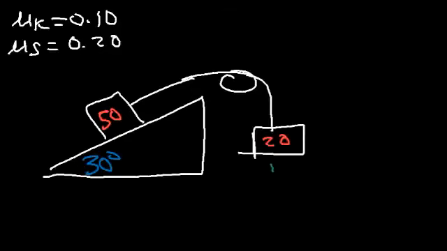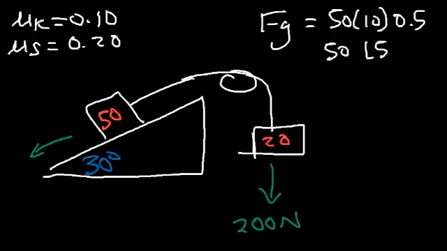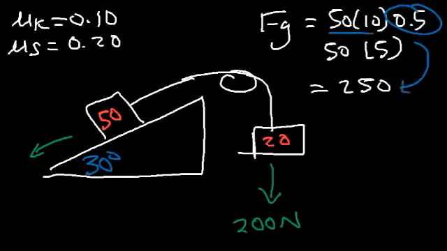So let's calculate the forces. The weight force is 200 newtons, and F of G, that's going to be mg sine theta, so 50 times 10, and sine 30 is 0.5. So 50 times 0.5 is 5, that's half of 10. And 50 times 5 is 250. Or if you did 50 times 10, that's 500. Half of 500 is 250. So F of G is going to be 250 in this case.